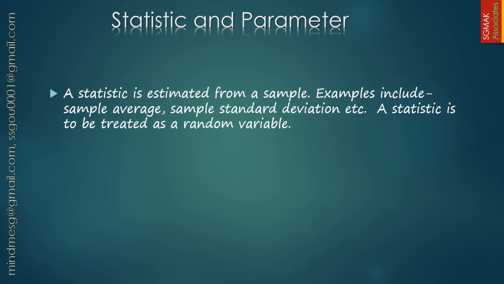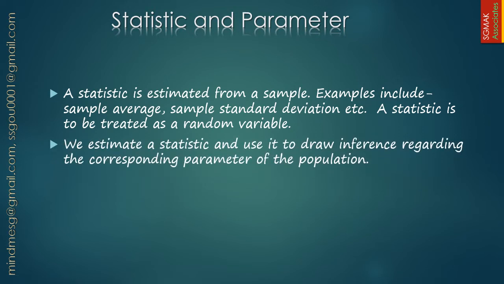A statistic is estimated from a sample. Examples are sample average, sample standard deviation, sample proportion. A statistic is to be treated as a random variable. This is an important understanding. A statistic is to be treated as a random variable. Another randomly drawn sample will give you a different statistic.